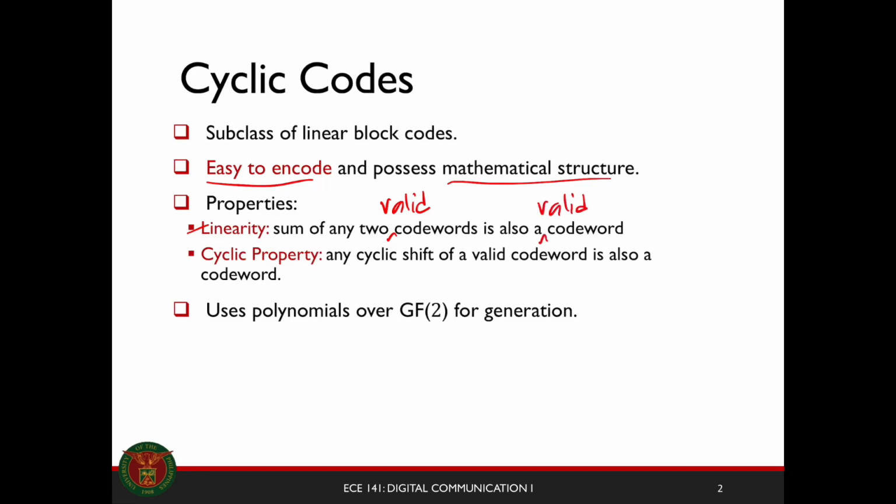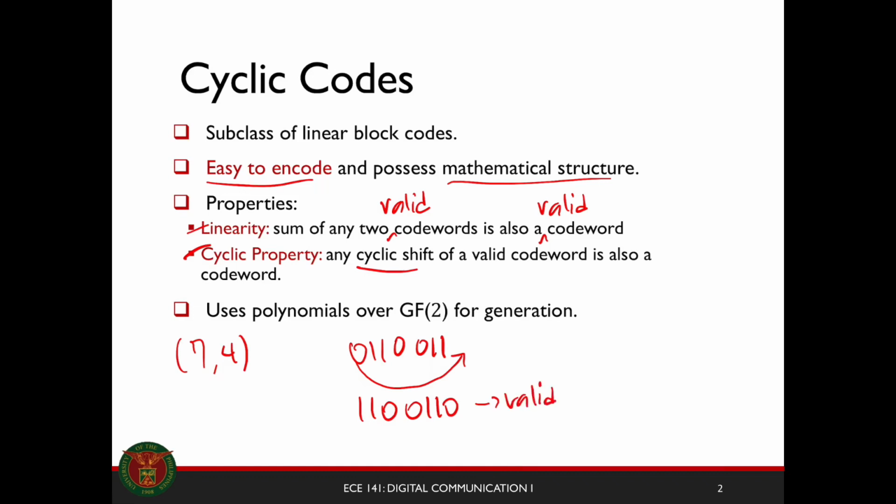Okay. The cyclic property is a different one. If you perform a cyclic shift on a valid code word, the resulting code word is also a valid code word. For example, if you have a 7-4 code with a code word like this, if you shift the most significant bit to the least significant bit, you'll end up with this combination of bits, which can also be a valid code word if your code is cyclic.